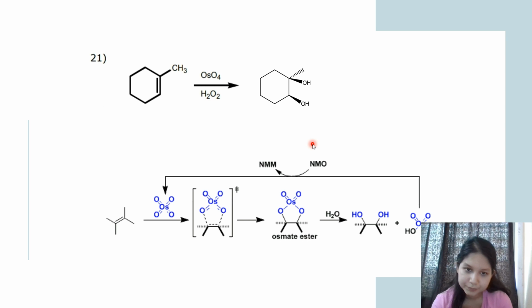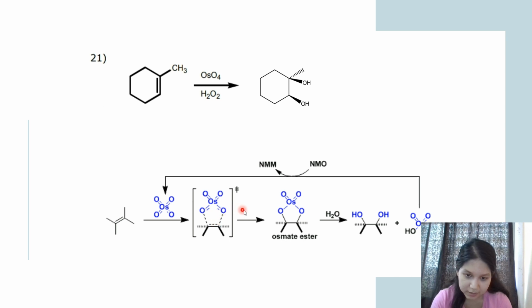Actually this hydrogen peroxide is not required. You just consider osmium tetroxide and water molecule present in the system. So first you add the osmium tetroxide species to the alkene, and you will get this transition state where two oxygen atoms of the osmium tetroxide are coordinating with the alkene double bond.